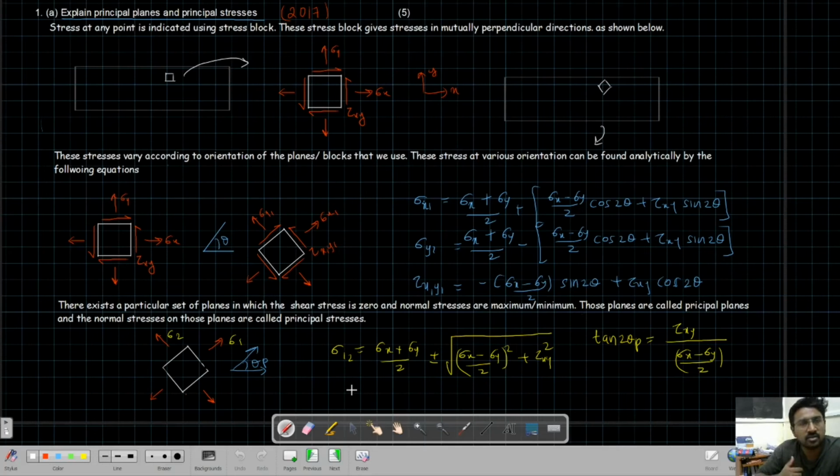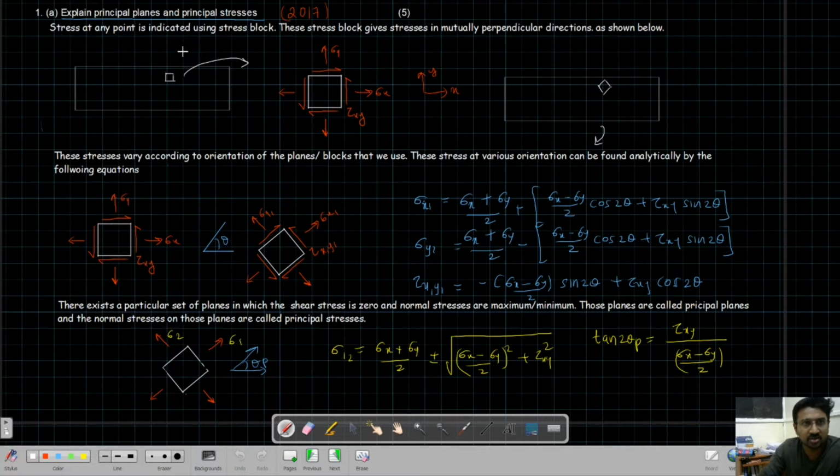We are here trying to solve previous year KTU problems. This is for exam preparation. So this is a question from 2017. This is from module 5, stress transformation portion. This was a KTU problem asked for 5 marks.